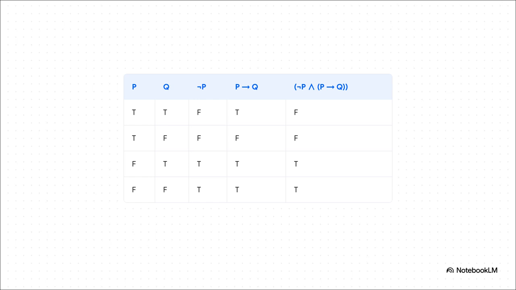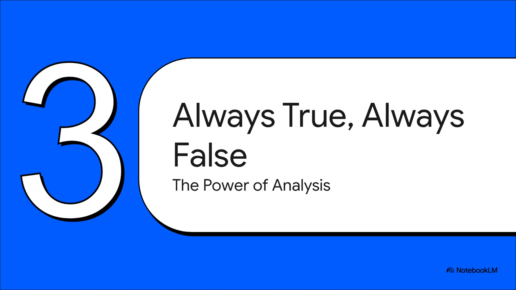And since "and" is only true when both sides are true, you can see our whole formula is only true in those bottom 2 rows. It's totally mechanical, no guesswork involved. Okay, so we can build these tables, but so what? What's the big deal? Well, this is where things get really interesting. We're about to shift from just doing calculations to actually uncovering some deep truths about logic itself.